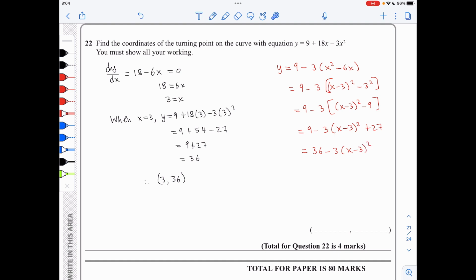Now since y is 36 minus something which is square, so it can never go negative, it means that the turning point in this particular case, a maximum, will be when x is 3, in which case y will be 36. So we still get that the point will have coordinates 3, 36. This is the turning point on the given quadratic curve.